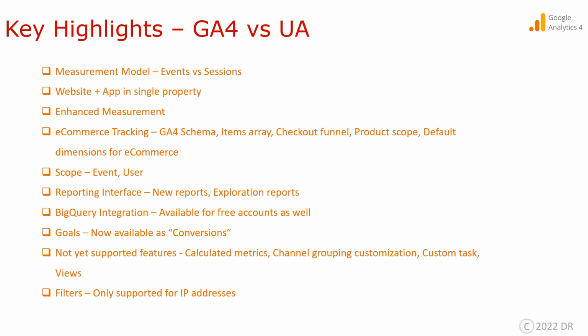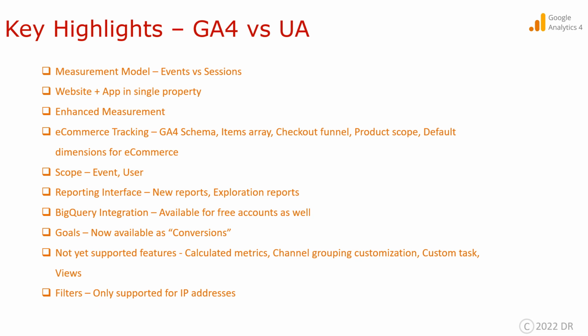The next one is website plus app in a single property. So now the structure looks like that you have an account, right? And then you have multiple properties within the account, but each property is made up of various data streams. Now, one data stream could be coming from your website, one data stream could be coming from your app. Now, you could have separate data streams for your iOS and Android, right? So that is how it works. You only have one reporting view, but how you differentiate is based on data streams.